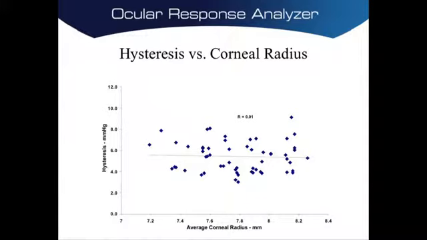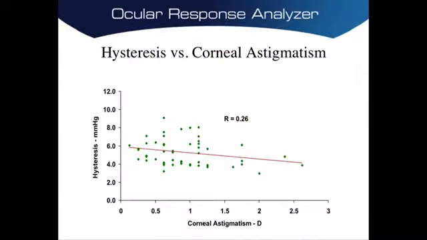What is this hysteresis measurement a function of? Is it a function of the radius of curvature of the cornea? In fact, there is no relationship between the radius of curvature and the corneal hysteresis measurement. Is it a function of astigmatism? Well, here's the narrow range of astigmatism, but there's a very, very low correlation between the hysteresis property and corneal astigmatism. What about intraocular pressure?